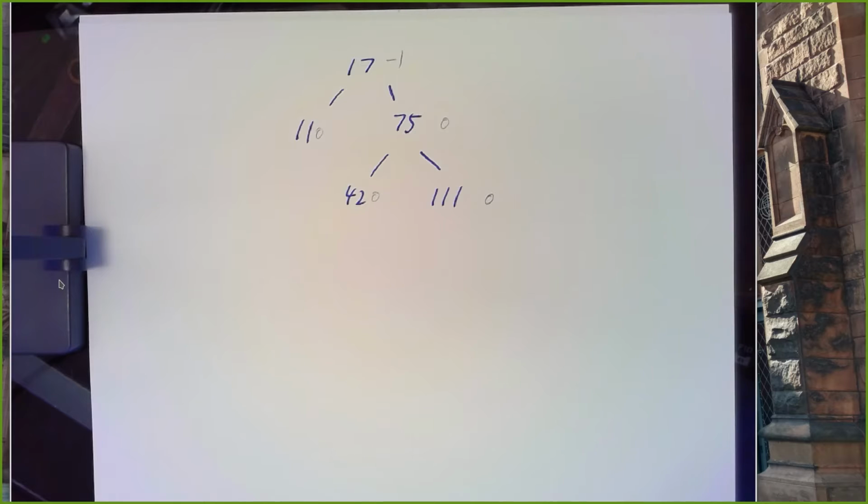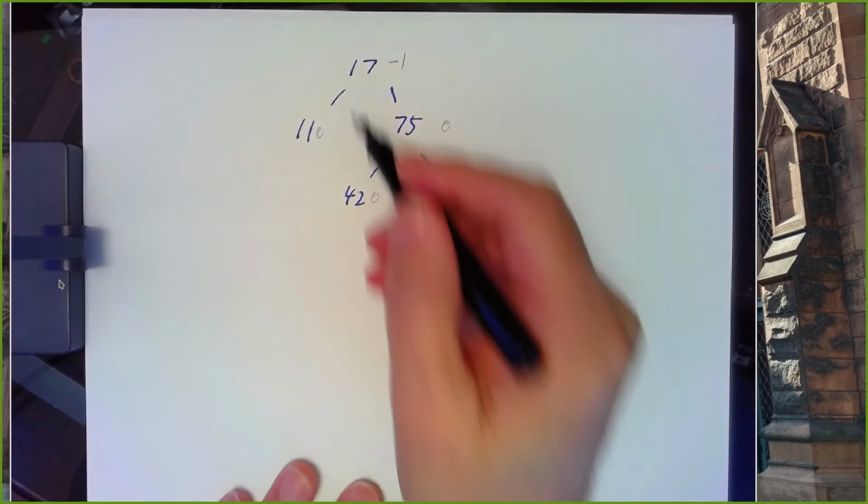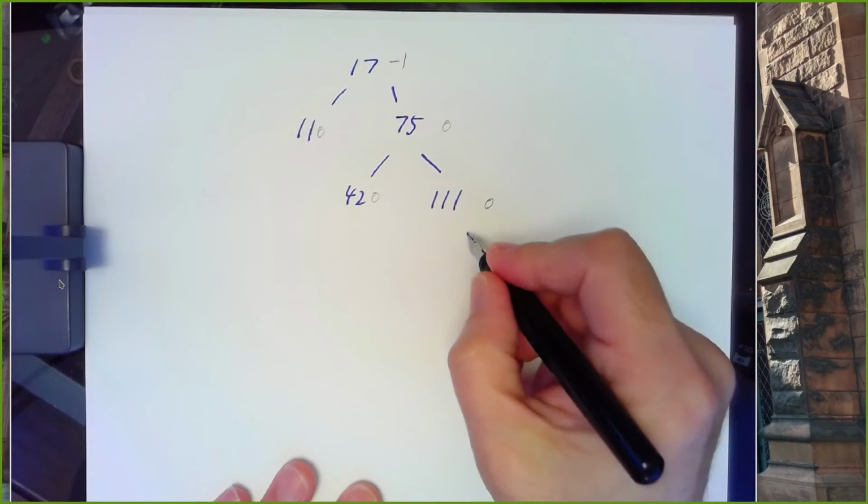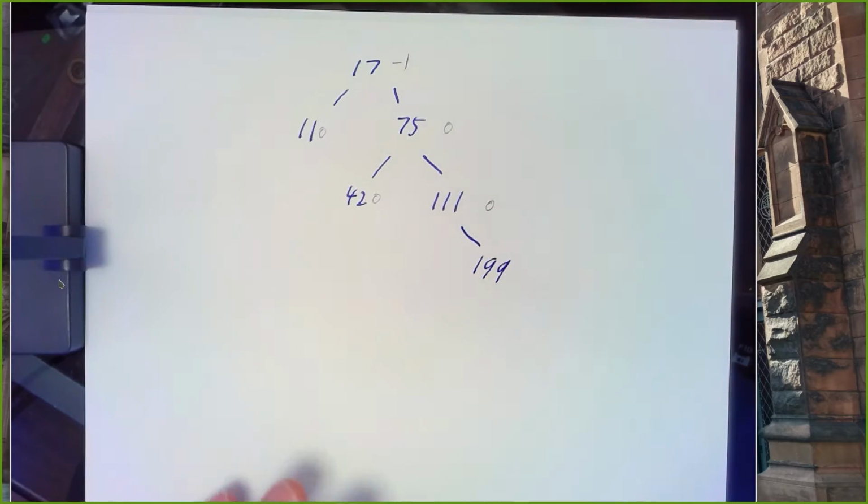All right. Got another number? $199, perfect. Go to the right, go to the right. $199.